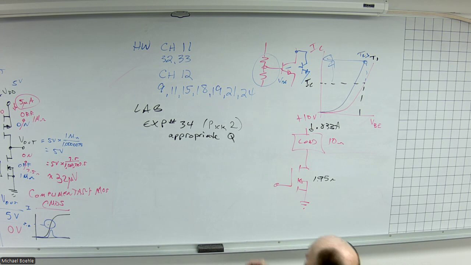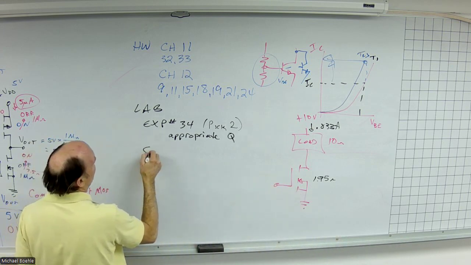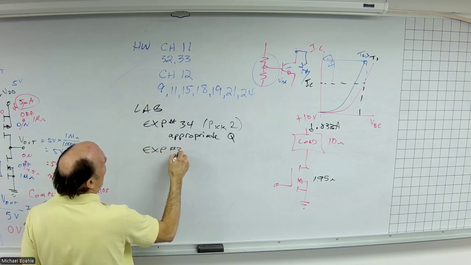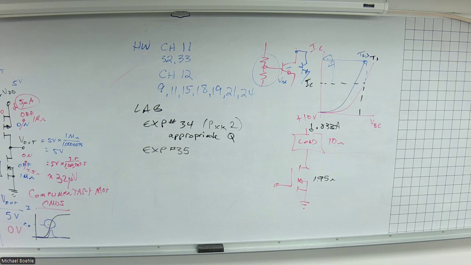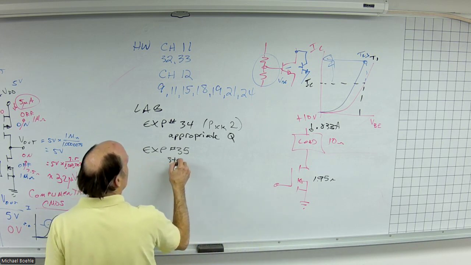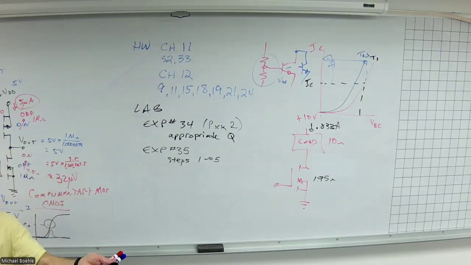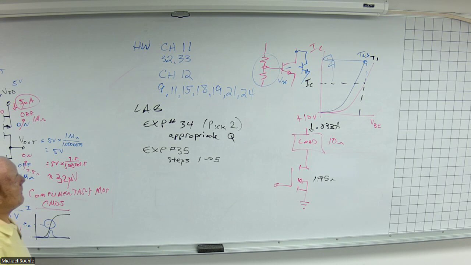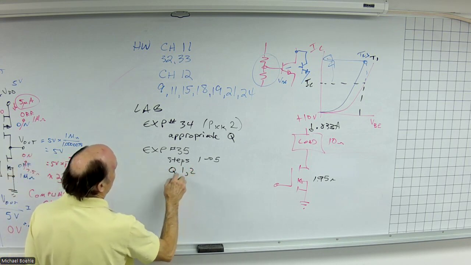All right. And so this is for JFET applications. Experiment number 35, that's your MOSFET. For that one, you'll be doing steps 1 through 5, which is mostly making measurements and creating that curve. And then you'll answer questions 1 and 2.